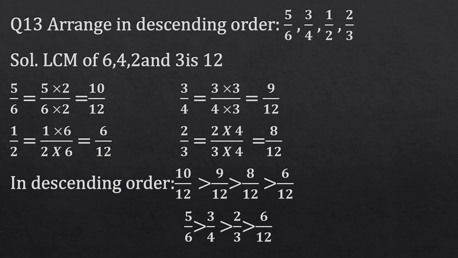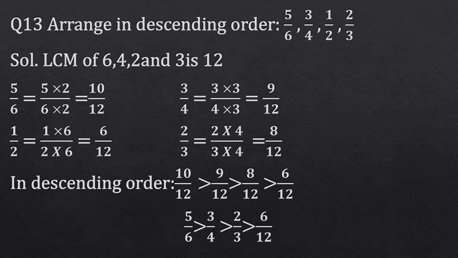If you have done 2 correct, then you will get 1 mark for that. If you have done 3 correct, then 1.5. And if you have converted all the 4 fractions correct into equivalent fraction with denominator 12, then you will get 2 marks for that. Then 1.5 marks to arrange these equivalent fractions into descending order. Okay, it is 10 upon 12, then 9 upon 12, then 8 upon 12, and then 6 upon 12. Then write down their original fraction, which also carries half marks. In this way 3 marks are divided.